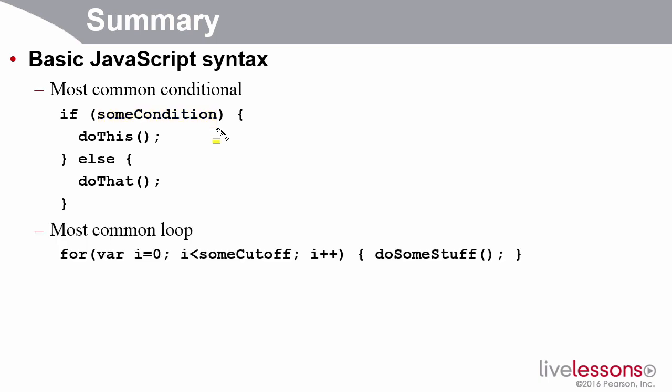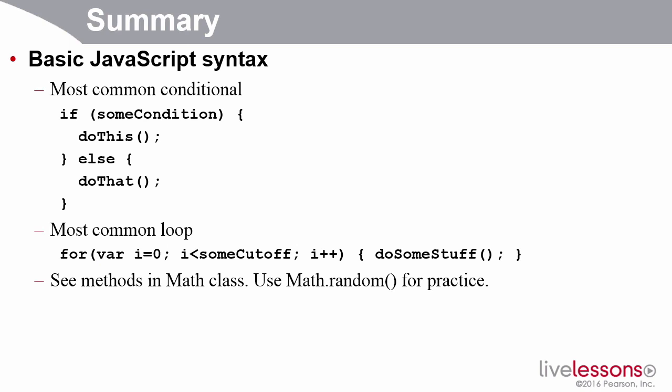We looked at the most common loop. You have an initialization that is executed before the loop ever runs. You have a test that is compared to before each execution of the loop. And you have some update operation that runs after each iteration of the loop.